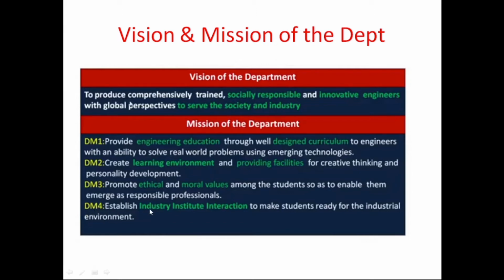Department mission 4 will be to establish industry institute interaction. The students should be ready for the industrial environment. They have to work immediately. So we have to know the need of the industry, what they need, what is the use of latest technology. We have to define our curriculum based on this. This department mission should be in line with the vision of the department. All of this should be in line with the institution vision and mission.